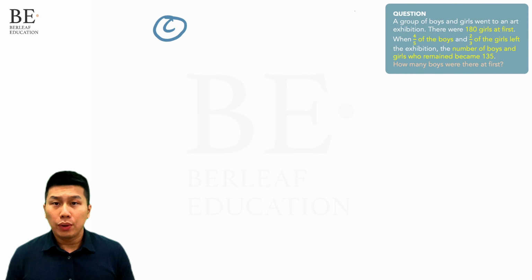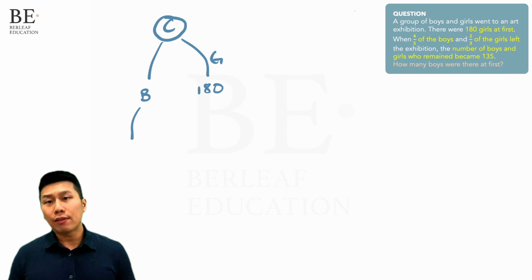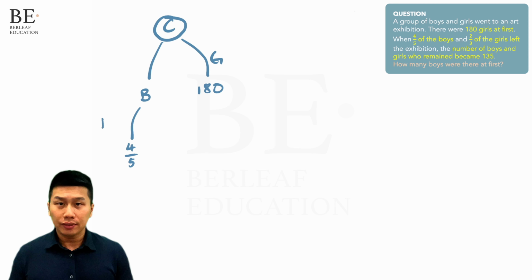Okay. We have a group of children made up of boys and girls. Not knowing the exact value of boys, we shall just represent them by the letter B. And the other branch will represent girls, which is 180 of them as provided in the question. Now we know that 4/5 of the boys left the exhibition, so we proceed to extend and have it 4/5 here, and we name it left.